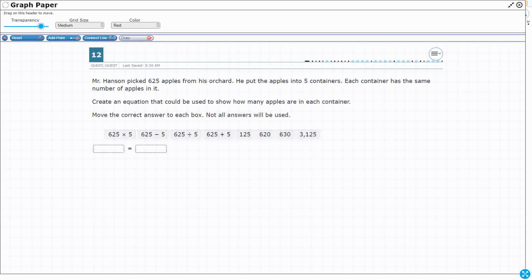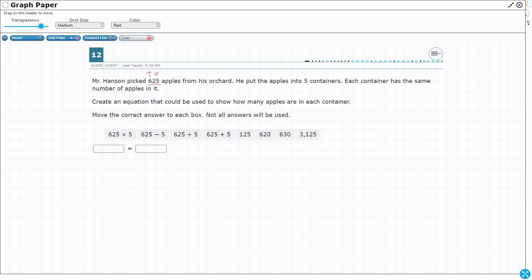Mr. Hansen picked 625 apples. Now here's one thing to keep in mind. When he picked 625 apples, look at how that's phrased. That sounds like the total to me. And that's going to make a difference as to how we draw our strip diagram. So he picked 625 apples.